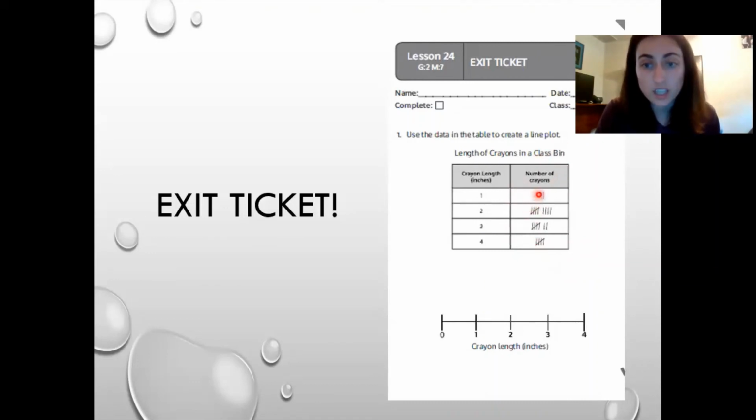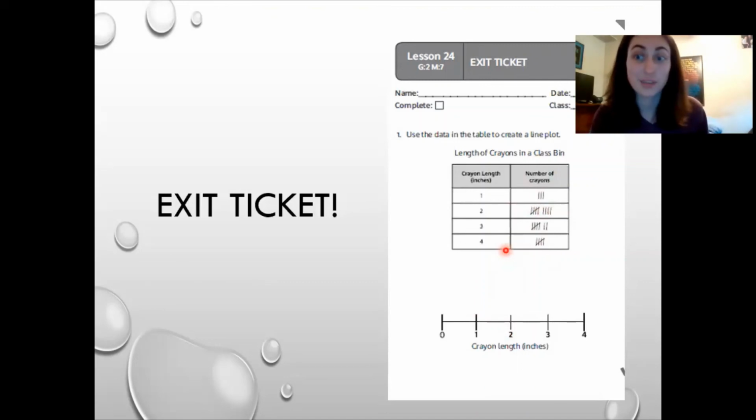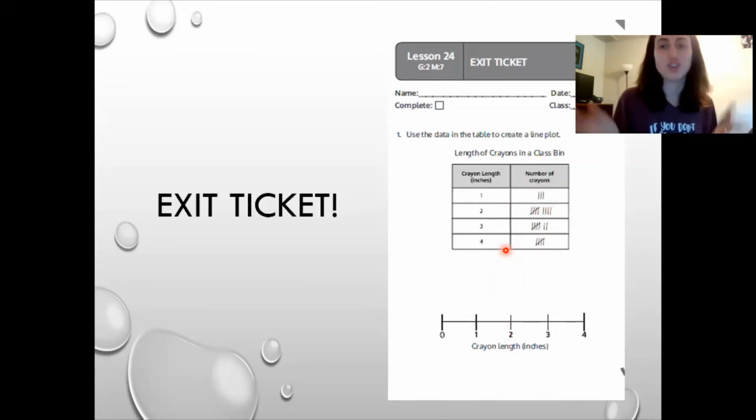So look at this. You're going to have 3 on top of 1. You're going to have 5, 6, 7, 8, 9. You're going to have 9 on top of 2. So you need to be really careful to make sure it's not super messy. But I believe in you. You're going to draw your line plot. You're going to show your data in a whole new way.